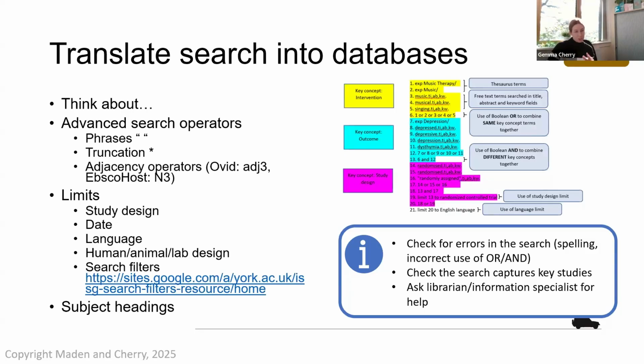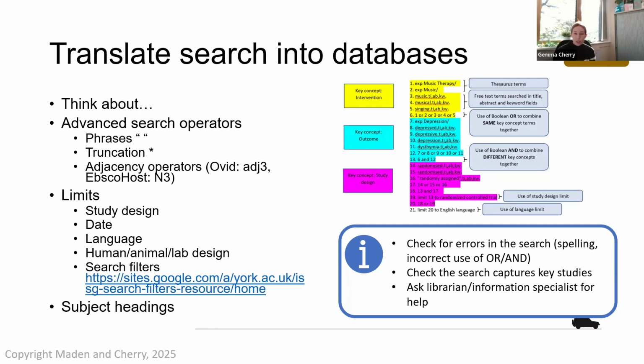It's not going to mean much to you if you're new to reviews, but the purpose of this slide is to really get you thinking about the different ways that databases sort of record or use information, and the different ways you may need to translate your search.